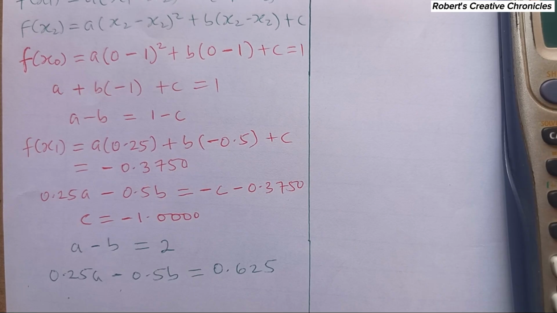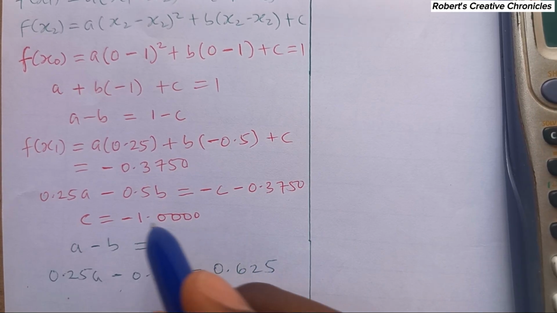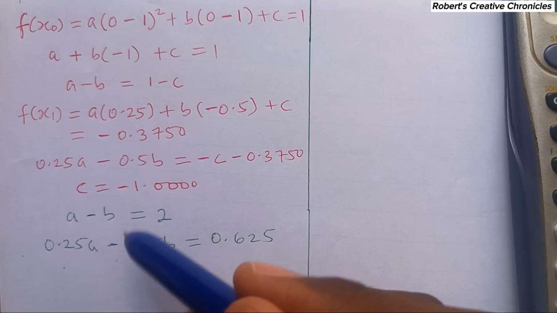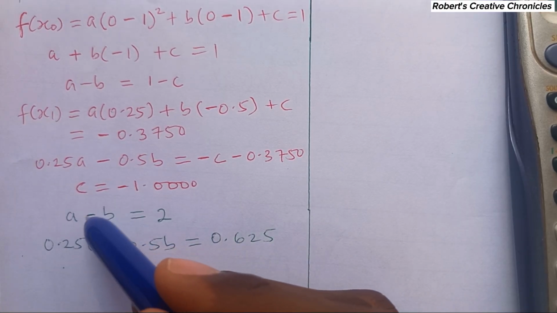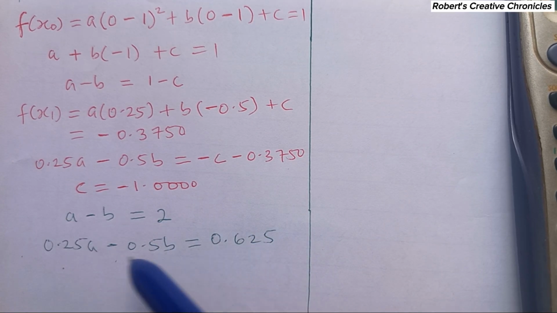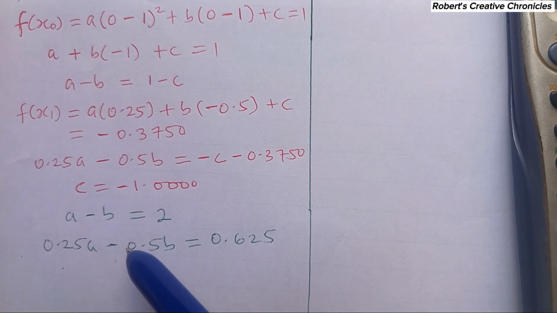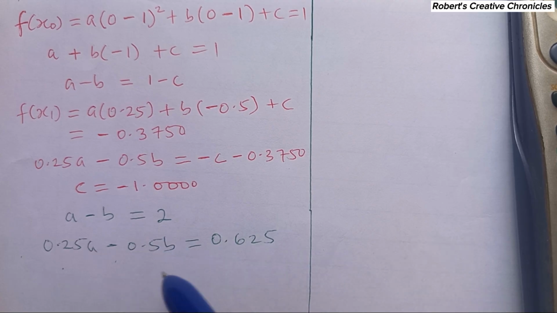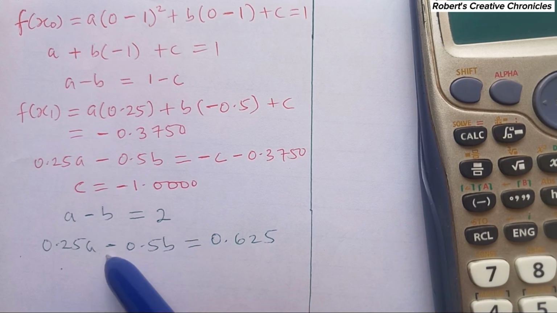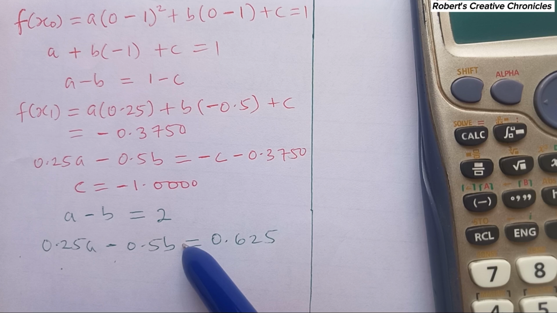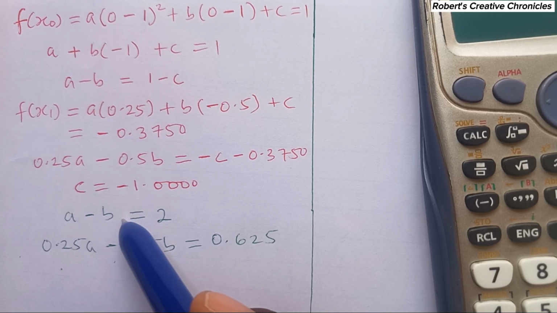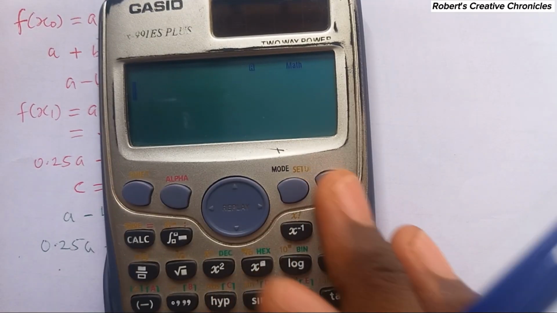Then we have c. Now we can solve these two simultaneous equations. We can use the substitution method. When we make a the subject of the formula, a will be equal to 2 plus b. Then we can substitute it here to get one of the variables, and then substitute it in one of them to get another variable. So when we substitute a here, we will find b. After we find b, we can substitute it back in this one to find a. Or you can use your calculator.